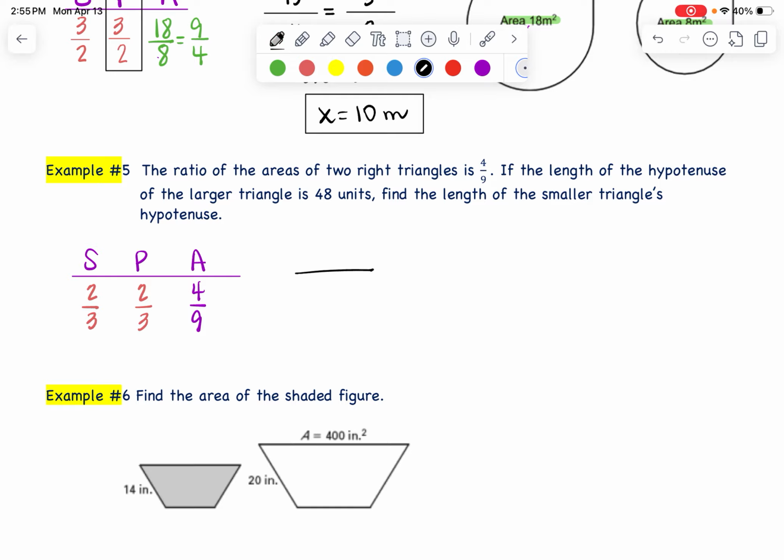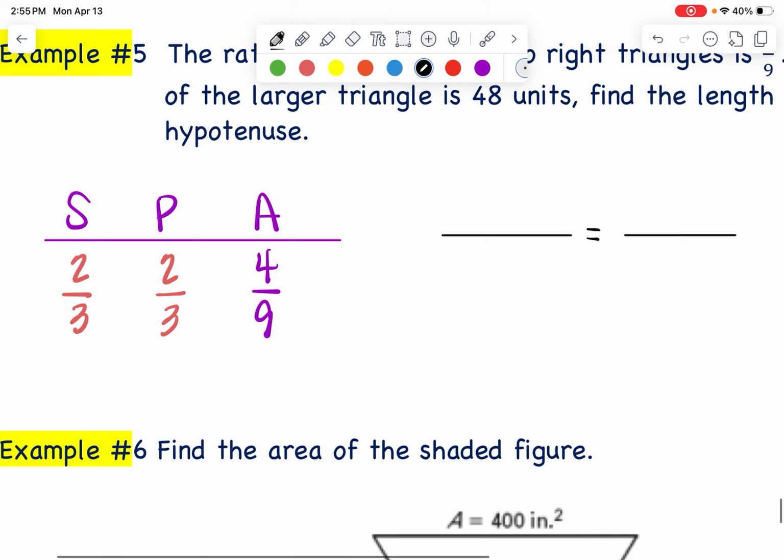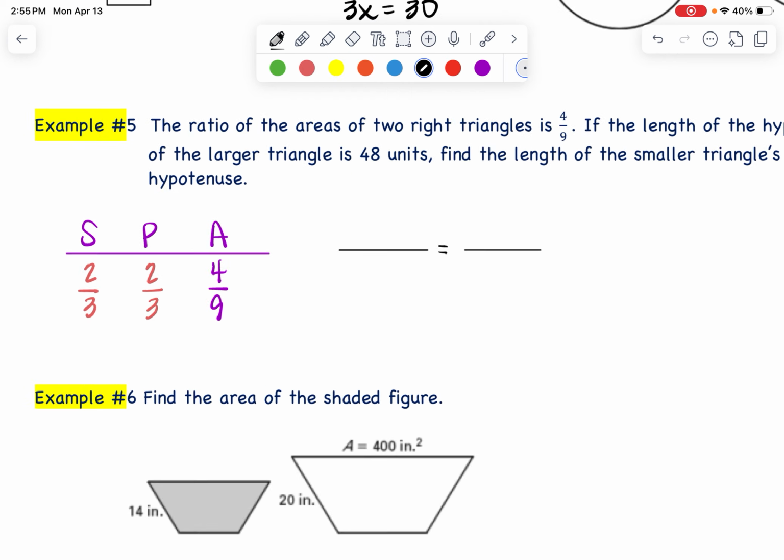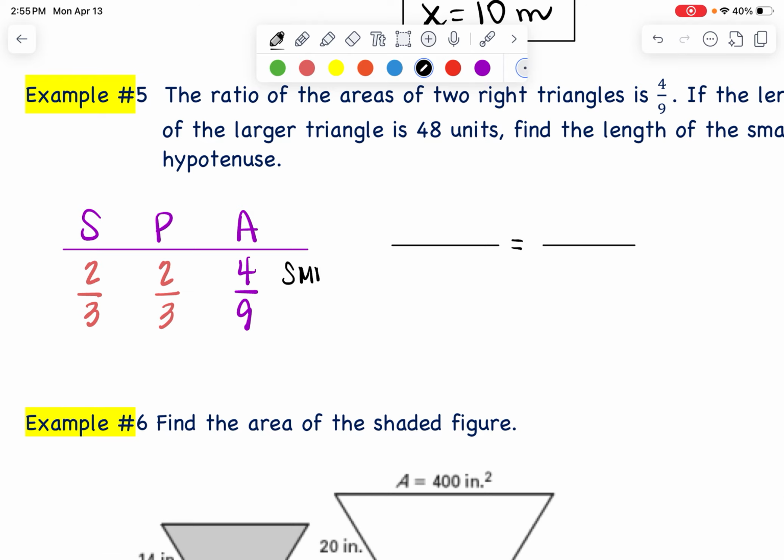All right, now I can start setting up my proportion. It says if the length of the hypotenuse of the larger triangle, now I do want to notice that I am doing big to small, right? You need to make that mental note like I was talking about earlier. Why did I just write big to small? I'm so sorry. Small to big, right? Because if your smaller number's on top, then it goes with the smaller triangle, right? And bigger number on the bottom.